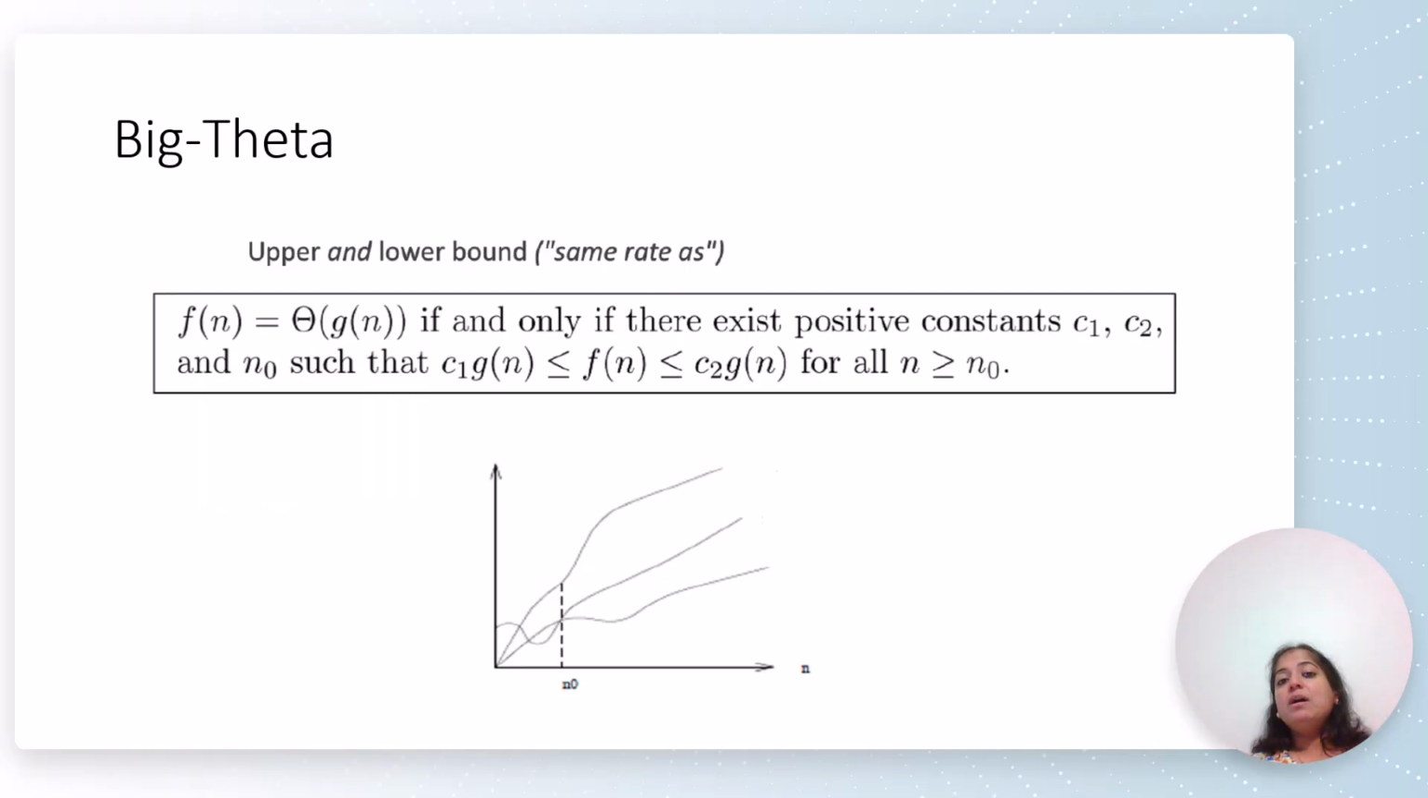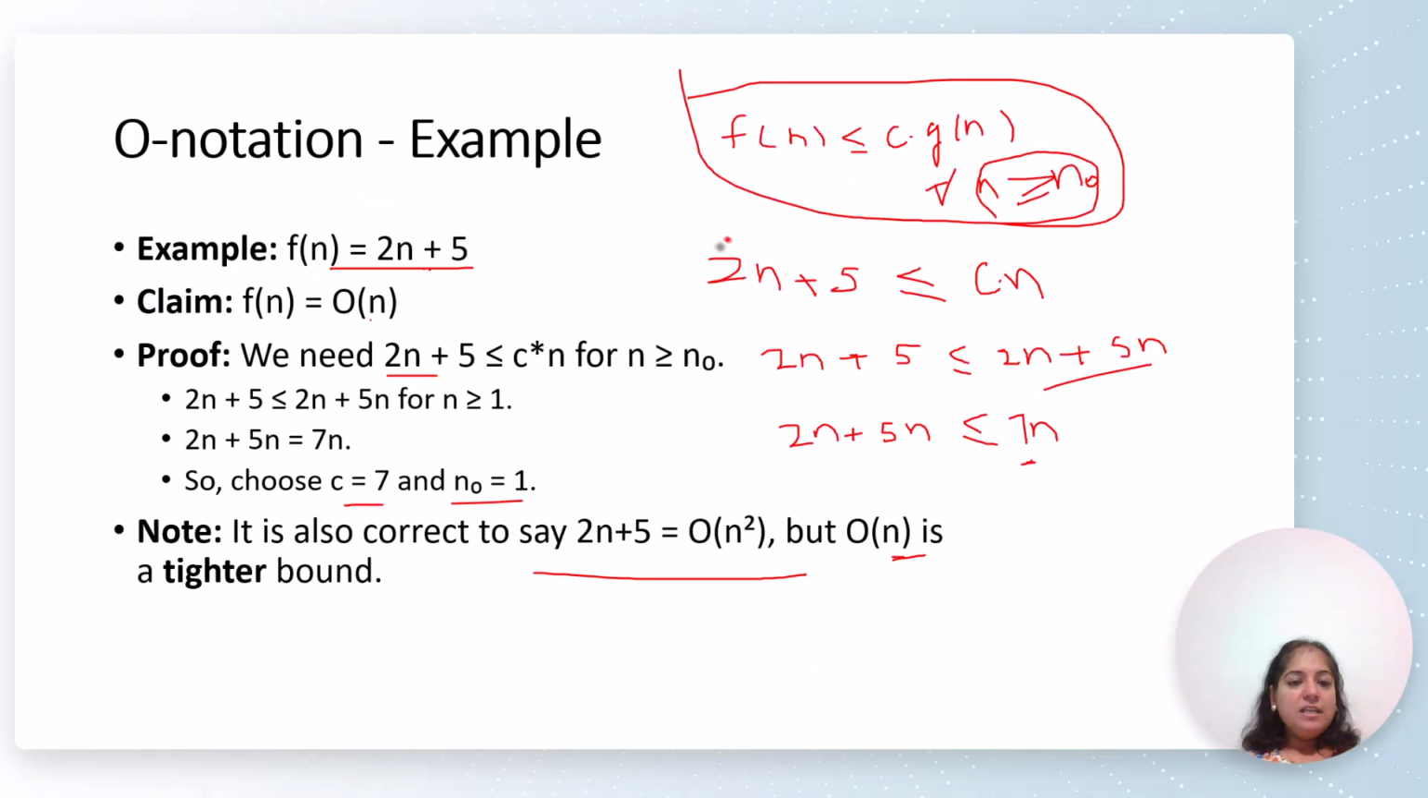And big theta gives you the average case, that is the upper bound and the lower bound. It says f(n) equals theta of g(n) if and only if there exist positive constants c1, c2 and n naught such that c1 times g(n) is less than or equal to f(n), which is less than or equal to c2 times g(n). That means you need to find two constants c1 and c2 for which the lower bound as well as the upper bound both exist. Theta gives you a tighter bound because it gives you the upper bound as well as the lower bound. We did this example, okay.